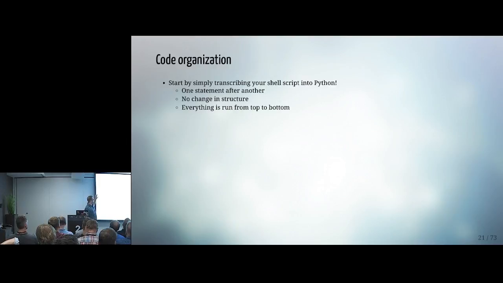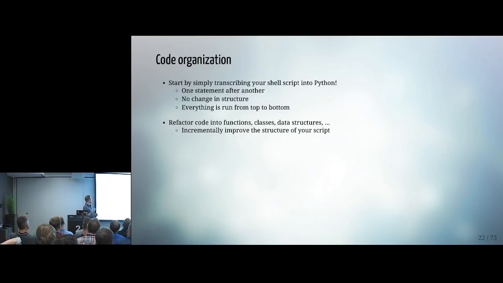So when converting from shell to Python, you can simply start by transcribing your shell script into Python. One statement after another, you don't need to change the structure at all. Everything is run from top to bottom in the same way in both languages. And then you can start refactoring your Python script, or your very shell-like Python script, with functions and classes and data structures, and you can sort of incrementally improve the structure of your script.